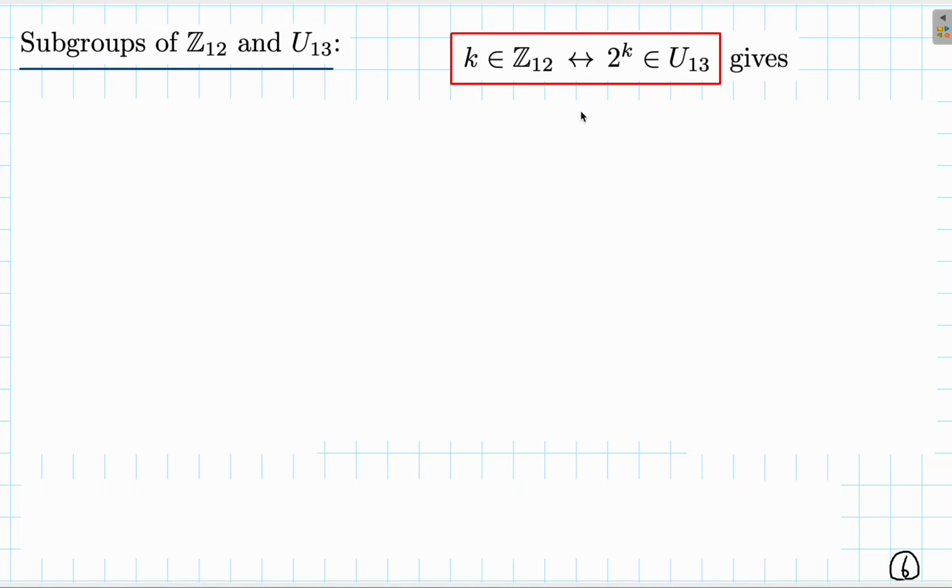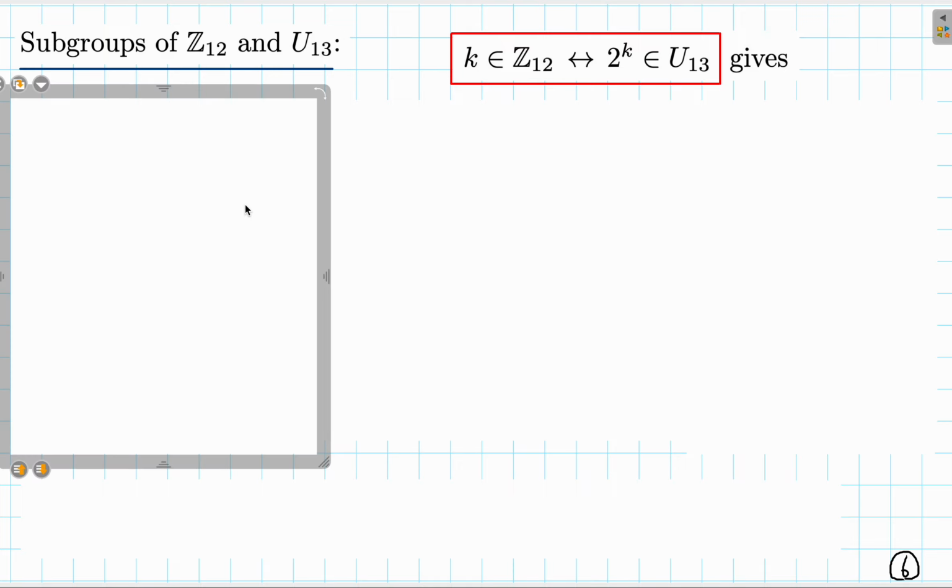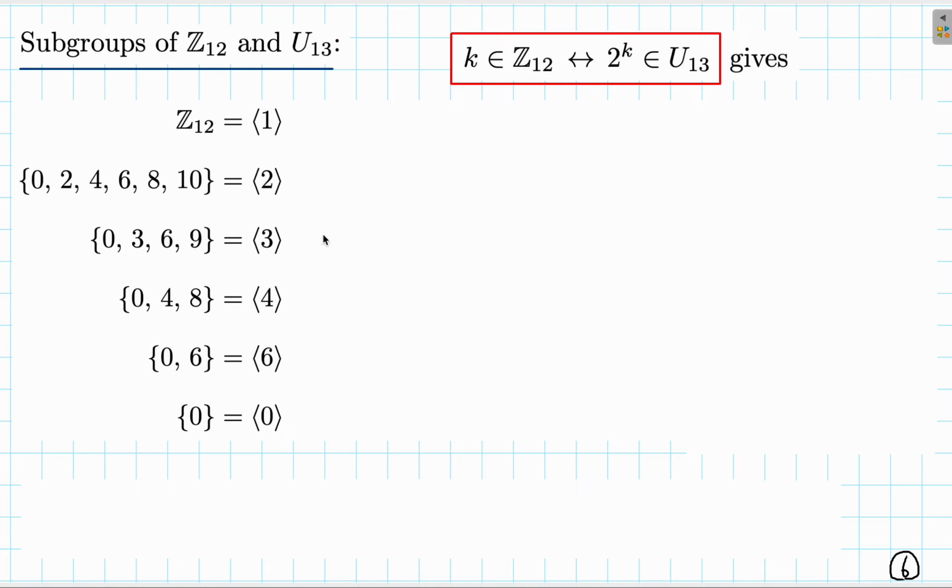Now we'll continue to take advantage of this correspondence between Z12 and U13 to find all the subgroups of these two groups. And the key takeaway here is that Z12 is an additive group, and additive groups are generally easier to work with than multiplicative groups. And so, for instance, here are all the subgroups of Z12, starting from the largest to the smallest.